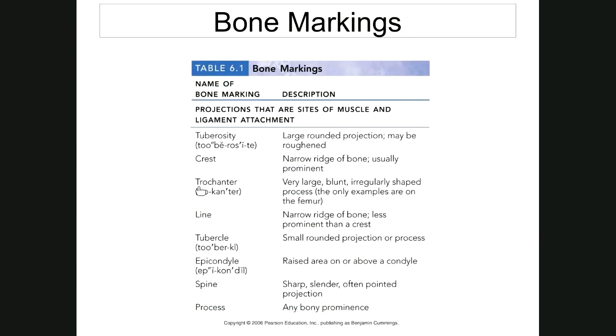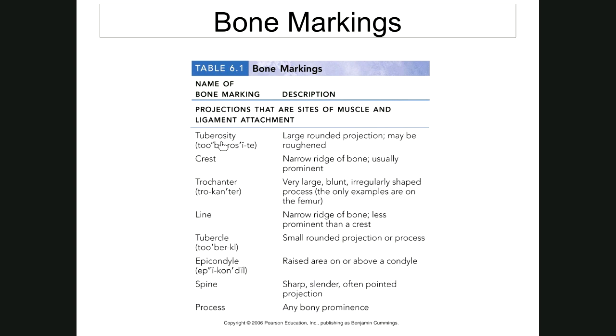Trochanter. Trochanter, that word means to run. They're going to put it on the leg, so it is on the leg. A large, rough projection. Very large, blunt, irregularly shaped process. The only examples are on the femur, the leg.